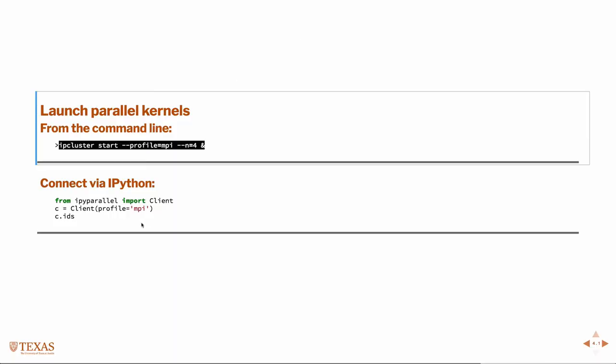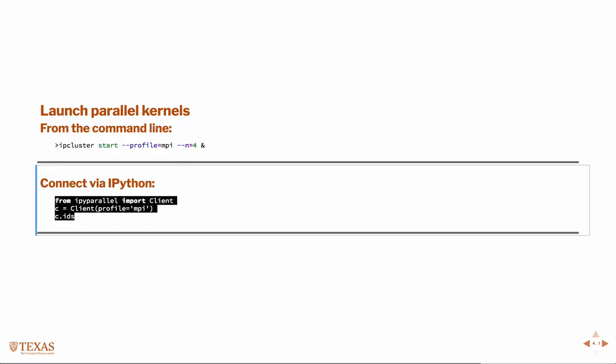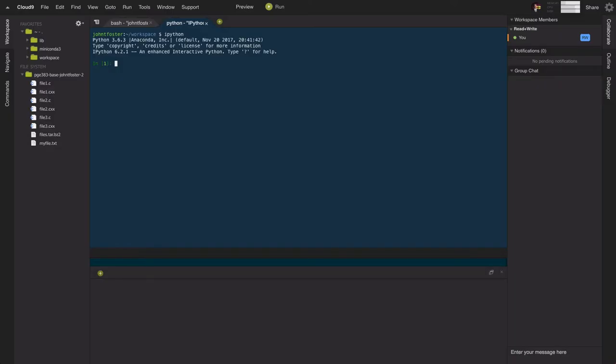Again, as this says, we'll run these commands right here, and I'll just copy that in. So we're going to import IPython parallel Client, load the profile MPI. So c equals Client, profile equals MPI. And then I should be able to say c.ids, and then 1, 2, 3, 4. So there are the four IDs of the parallel cluster that's running right now.